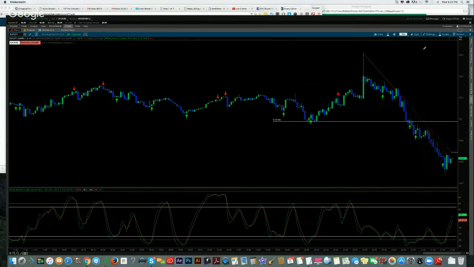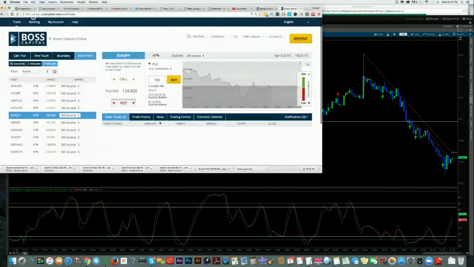Go ahead and draw a trend line real fast. See where we're at. Still trending down, so I'm going to set up for that Euro JPY to come up there and touch. I'm going to go ahead, next 5 minutes. Setting up for a put.